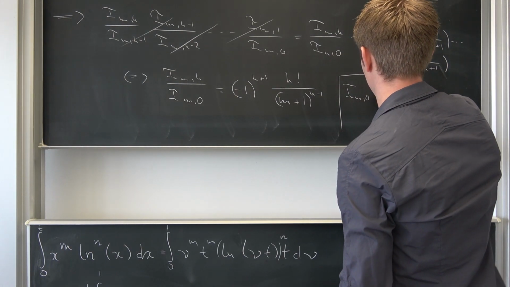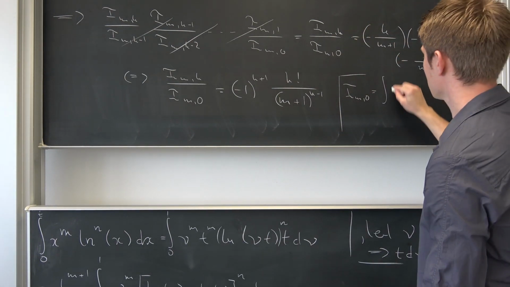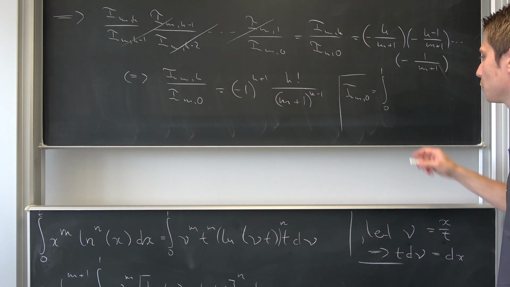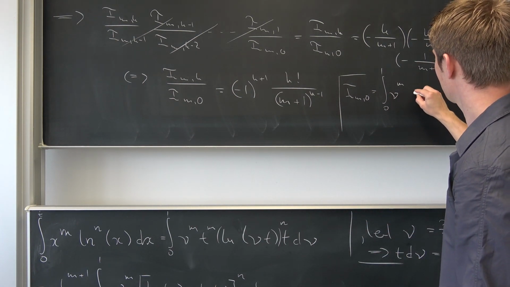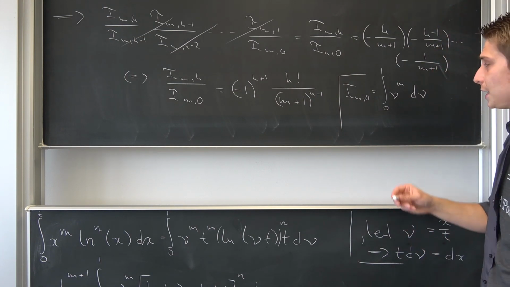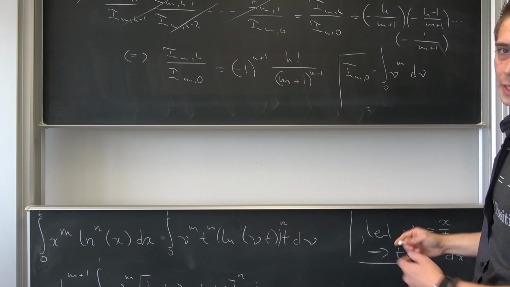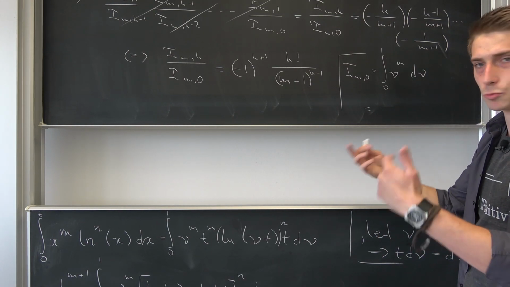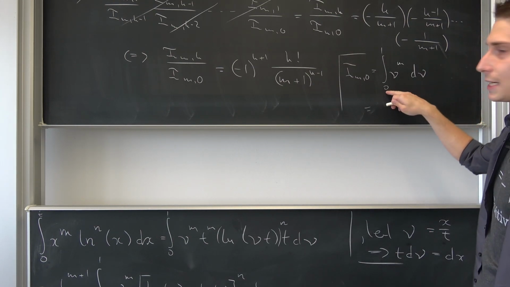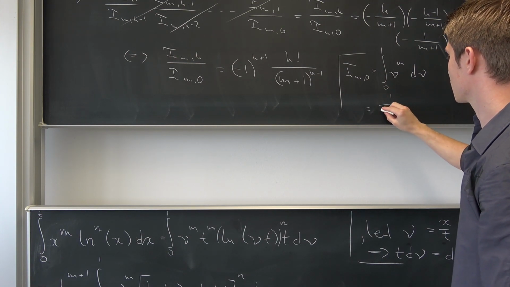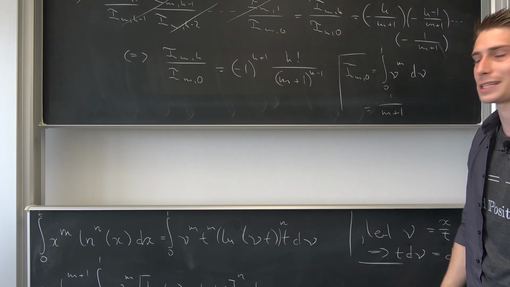I of m comma naught is nothing but the integral from 0 to 1. If we take a look at this thing down here, so if you still have it in your head, nu to the mth power d nu. Meaning, if we integrate that, we are going to get nu to the m plus 1th power over m plus 1. Evaluated at 1 is just 1 over m plus 1. And evaluated at 0, it's just going to vanish. So this is going to give us 1 over m plus 1.